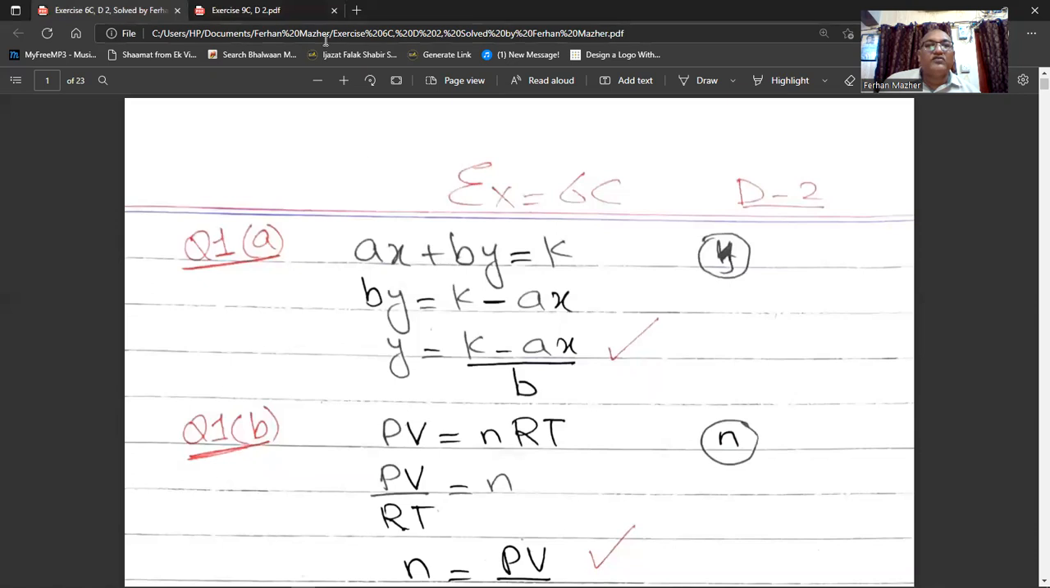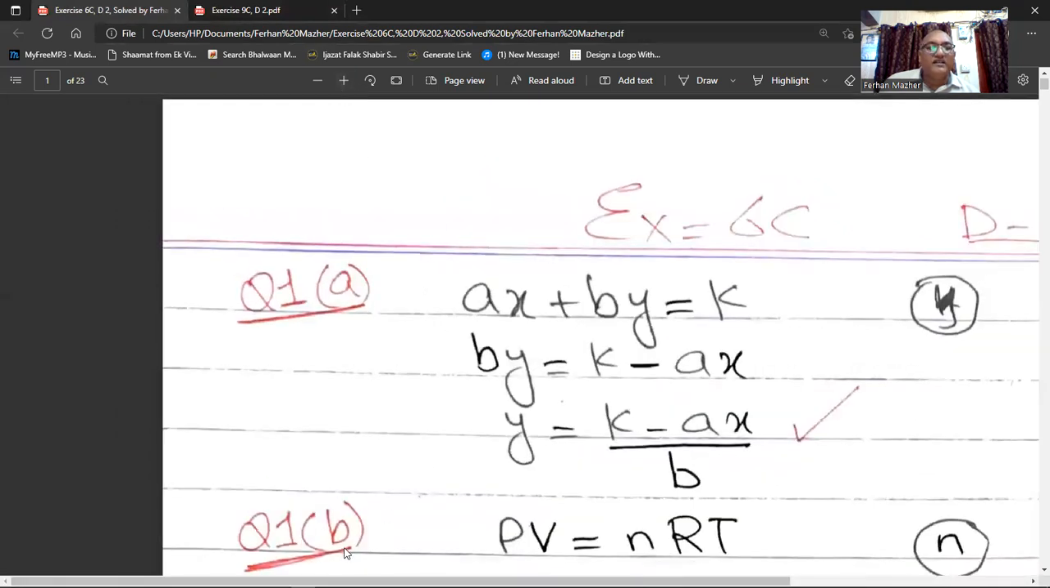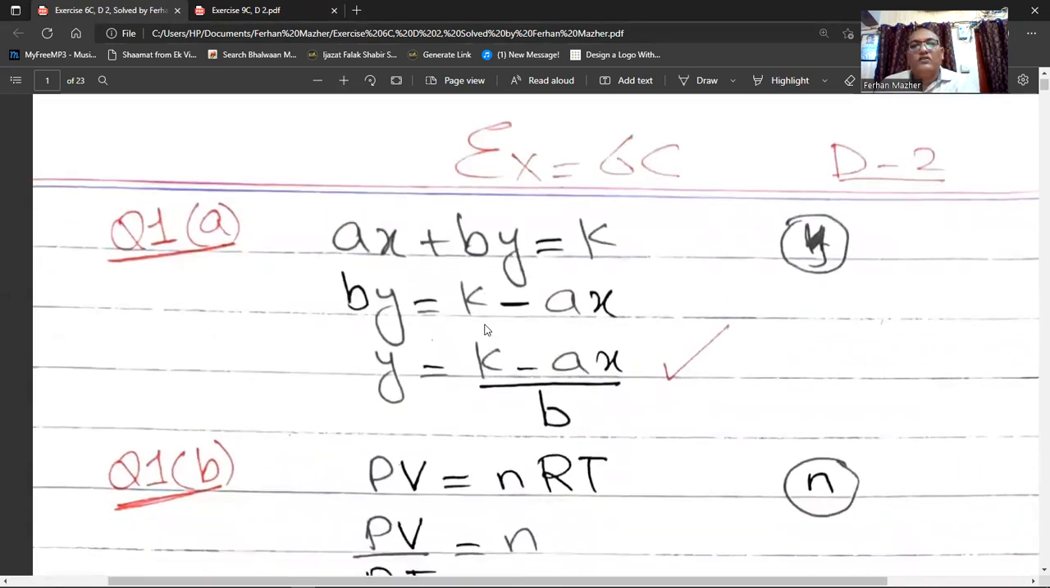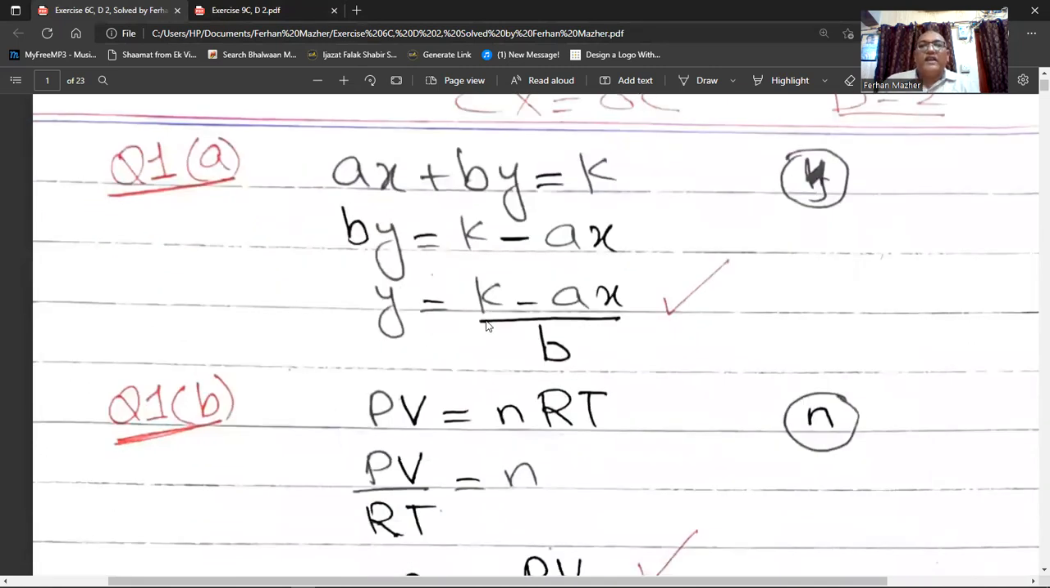That is called making the subject of the formula. This is showing up on your screen, and let me increase the size so you can see. So the first question, ax plus by equals k. We will take that ax to the other side, so by will be equal to k minus ax. This b is multiplying with the y, so I will take that b to the other side, so you will have y equals k minus ax divided by b. Now you can see that the y is alone on one side, so we call that we have made y the subject of the formula. That is how you do the first part.